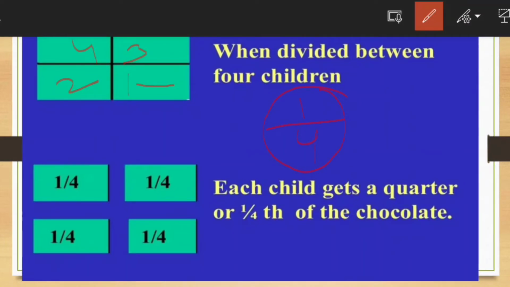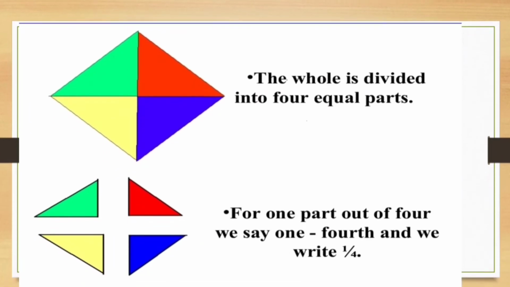Do you know what 1 upon 4 is also called? Yes, 1 upon 4 is called quarter. What is it called? Quarter. Q-U-A-R-T-E-R. Correct? So 1 upon 2 is called half and 1 upon 4 is called quarter. Great. Let's see another one.